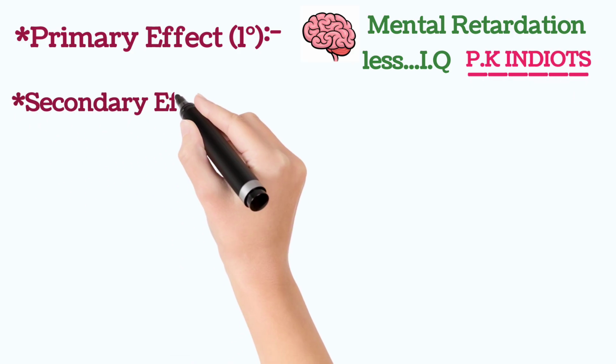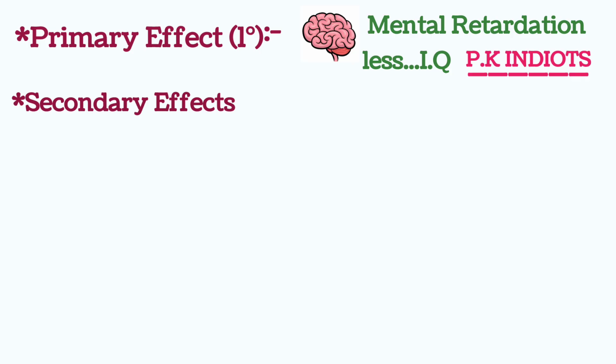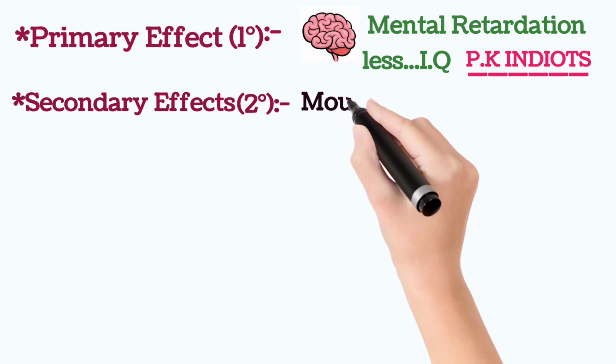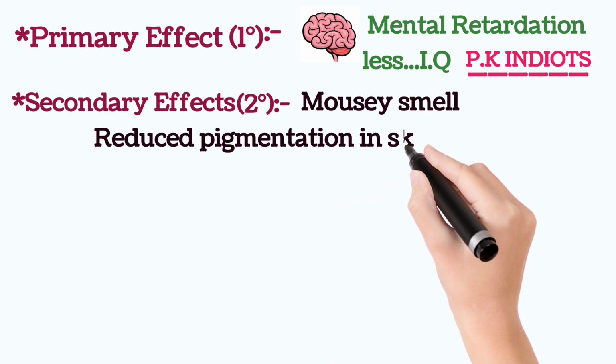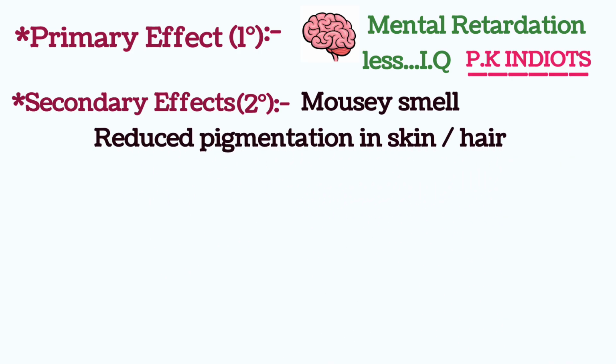The gene also controls a few more characters by showing secondary effect. For example, some portion of phenylpyruvic acid is released through sweat and the person has a mousy smell. We can say rat-like smell. A very important character of a PKU patient. Now it controls one more character. It leads to reduced pigmentation in skin and hair, because tyrosine does not lead to formation of melanin. It was all about Phenylketonuria disease, a case of pleiotropy.